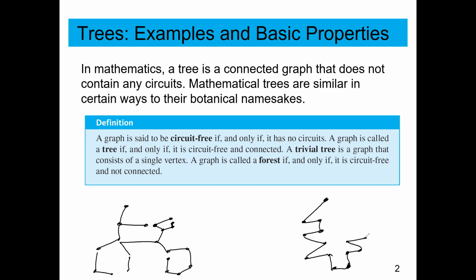So remember, the definition of trees and cycles has nothing to do with their actual shape. It just has to do with whether they're connected or not. So on the left-hand side, we have a tree, and this is a cycle.